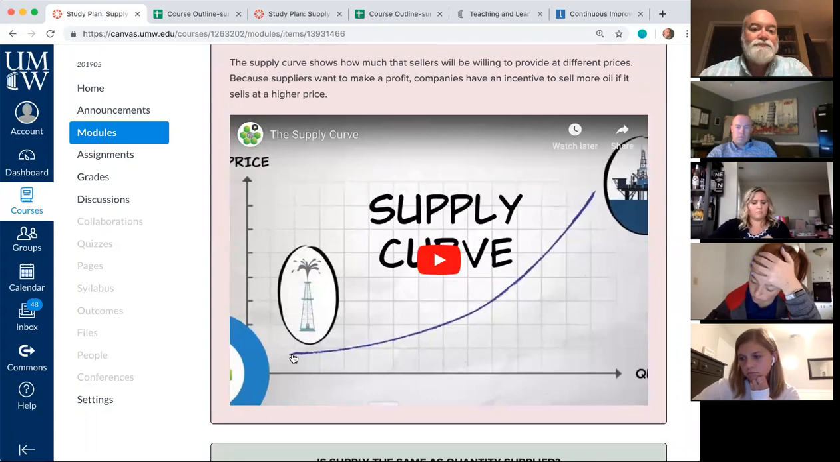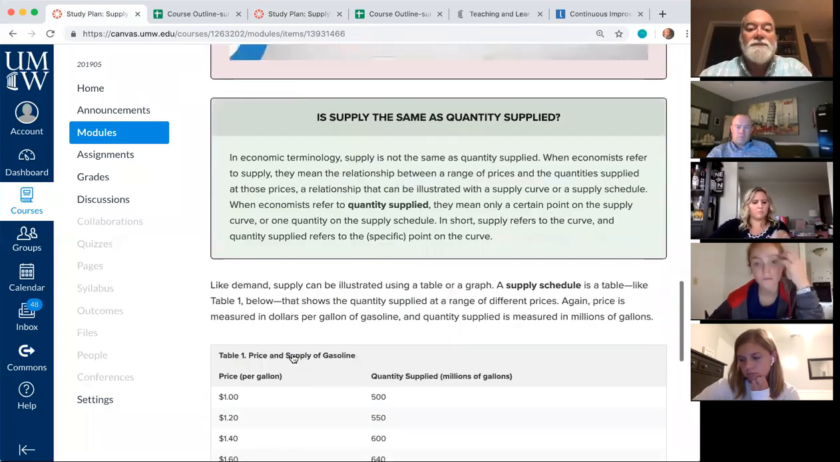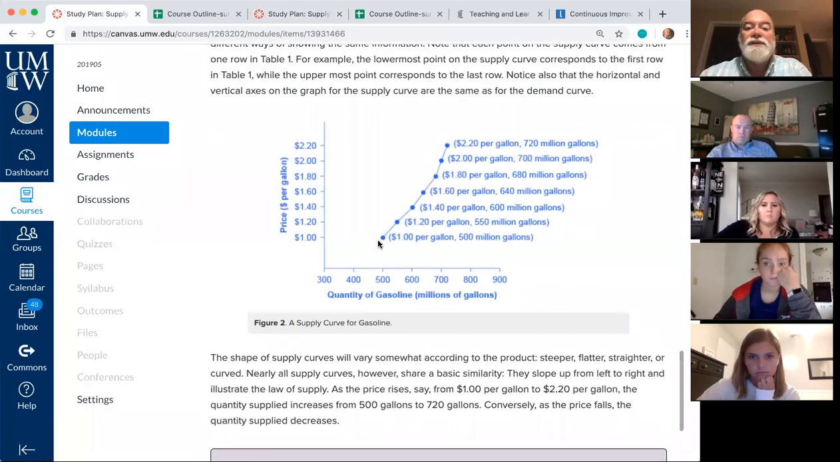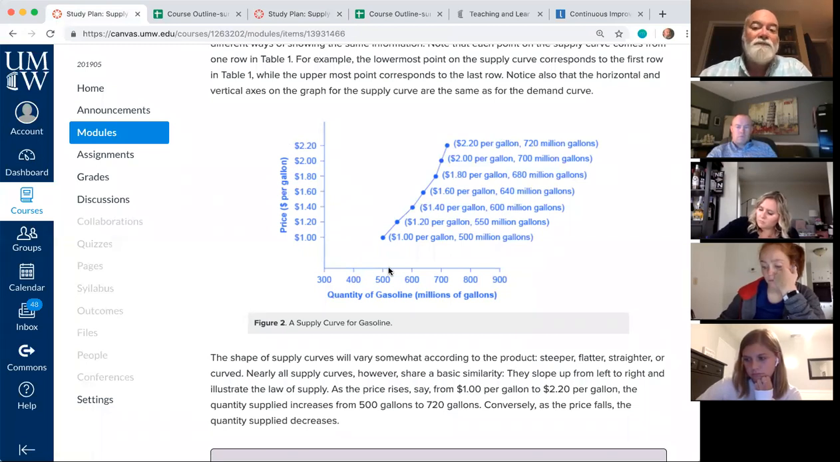So unlike demand curves, supply curves are upward sloping, which means at a higher price, firms are going to want to supply more because it's profitable, right? But the way you read these graphs is exactly the same. You start with a price, say $1.60. At $1.60, you go over to the supply curve, and then you read the number down, okay?